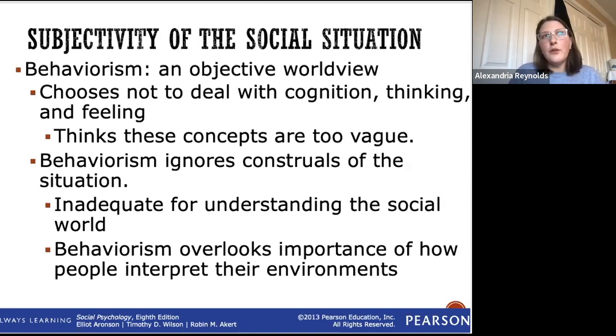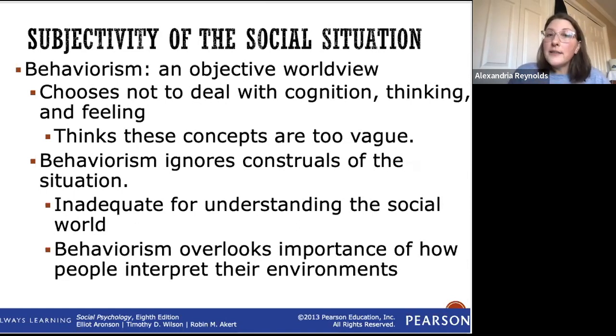The problem with behaviorists is they think that cognition, thinking, and feeling are just too vague. They're hard to measure, yeah, but it doesn't mean you ignore them. It also ignores the construal of the situation. It ignores the fact that a person is interpreting a situation a certain way, again, rooted in what they're feeling and thinking in the moment, right?